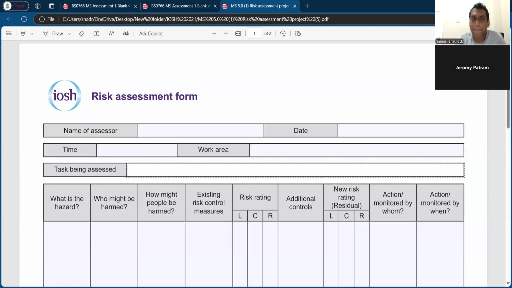Let's make a start. So the name of the assessor, this will have to be your name. You can put in your name here, as we just have Jeremy on this live. We'll put in Jeremy Patram. And you could of course type it.